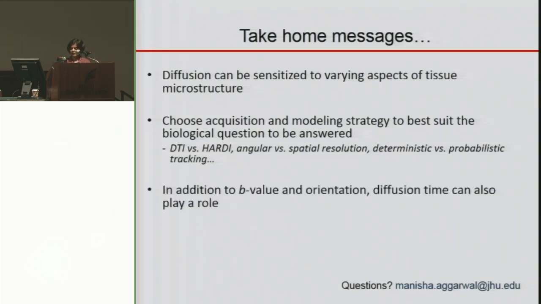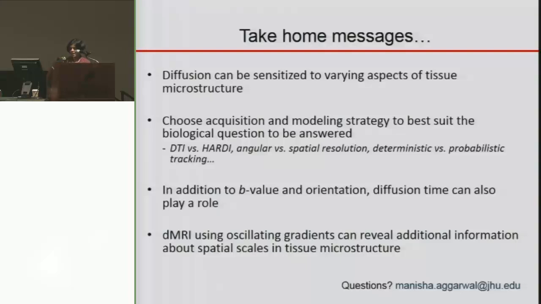And then in addition to b-value and gradient orientation, the diffusion time can also play an important role. And diffusion MRI using oscillating gradients can provide more specific or additional information about spatial scales in tissue microstructure. And these can lead to some very interesting contrasts in the brain.